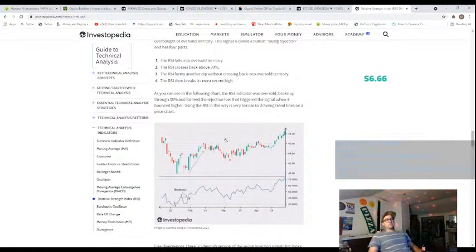So it's kind of similar to what it did in the price, similar to what it did in the RSI. And they literally show all of what they just said right here. As you can see in the following chart, the RSI was oversold, broke up 30%, and formed the rejection low that triggered the signal when it bounced higher. Using the RSI in this way is very similar to drawing trend lines on a price chart. So you're drawing the trend lines on the RSI, and you're comparing the RSI trend line to the chart trend line to the MACD trend line.